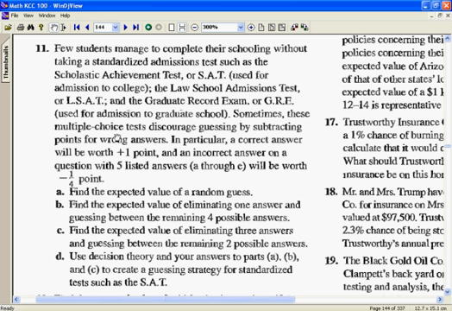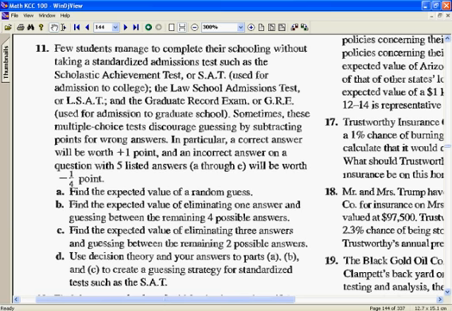Sometimes these multiple-choice tests discourage guessing by subtracting points for wrong answers. So if you choose wrong answers, then you lose points. So there is a penalty for wrong answers. In particular, a correct answer will be worth +1 point. An incorrect answer on a question, with the 5 listed answers, A through E, will be worth -1/4 point. Now try to find the following expected value.